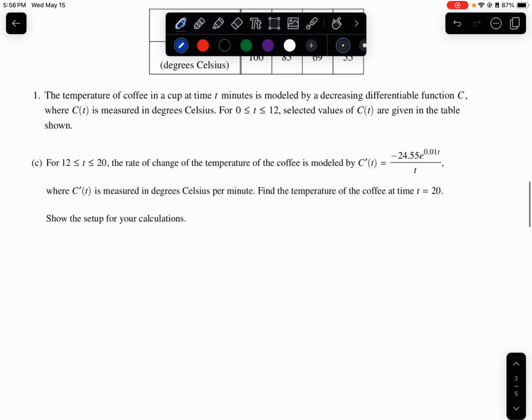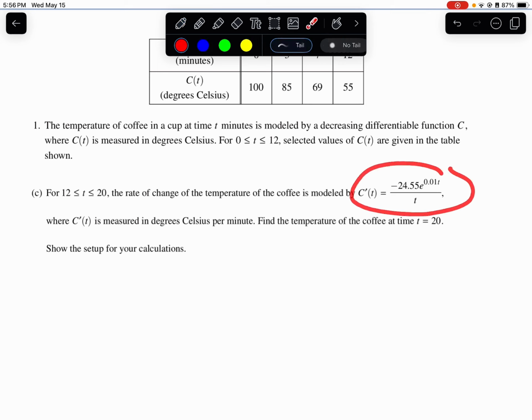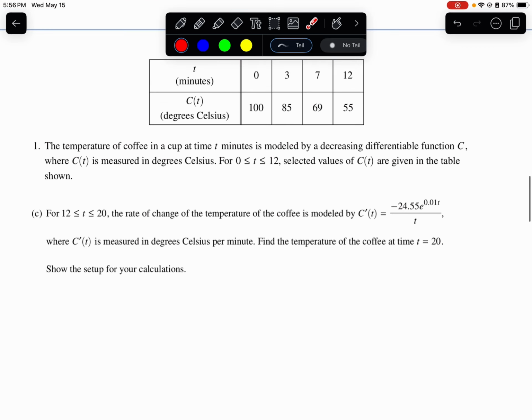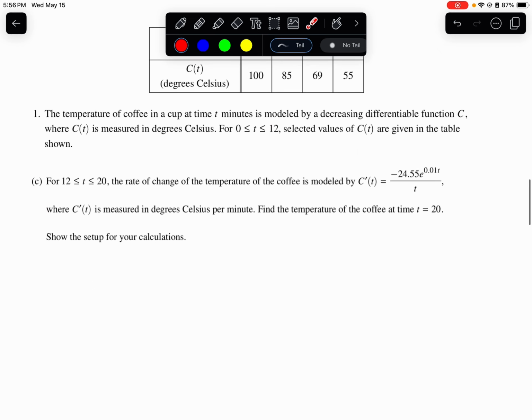And part C, so for 12 to 20, the rate of change of the temperature of coffee is modeled here. So this is the rate of change, the rate at which the temperature is changing, of C of t, but over the interval from 12 to 20. So that is beyond our table. Where C of t is measured, find the temperature of the coffee at time t equals 20. Show the setup of your calculations.